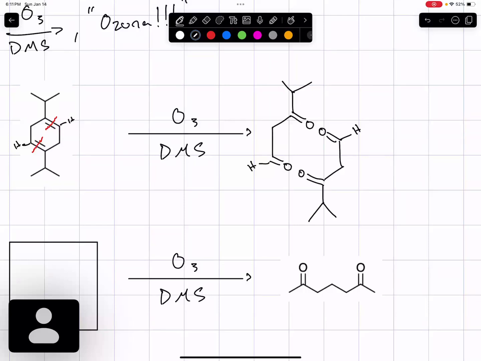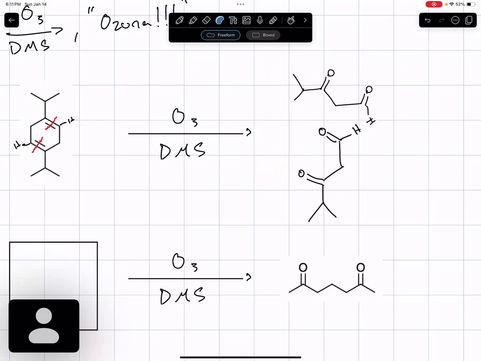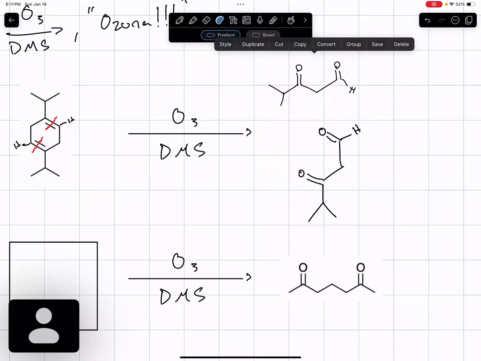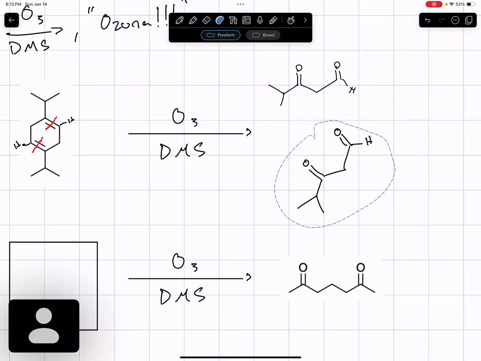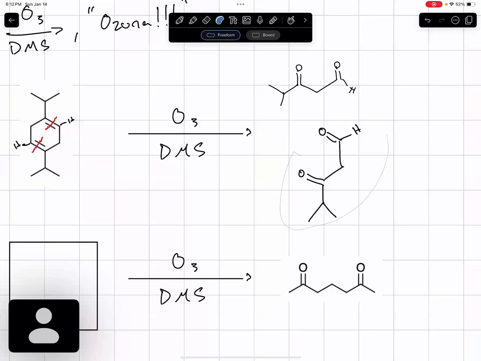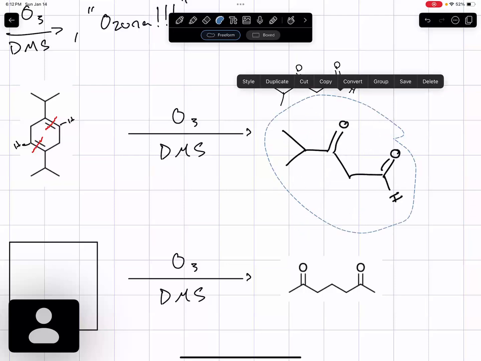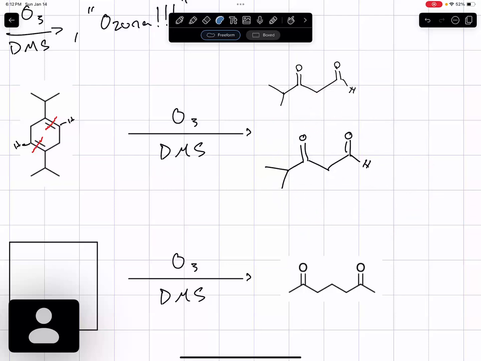But sometimes, if you get a question like this, you'll notice that these two are the same product. And so if you're asked, hold on. I don't know why this is not rotating. There we go. Okay. You see how these two are the same product, right?